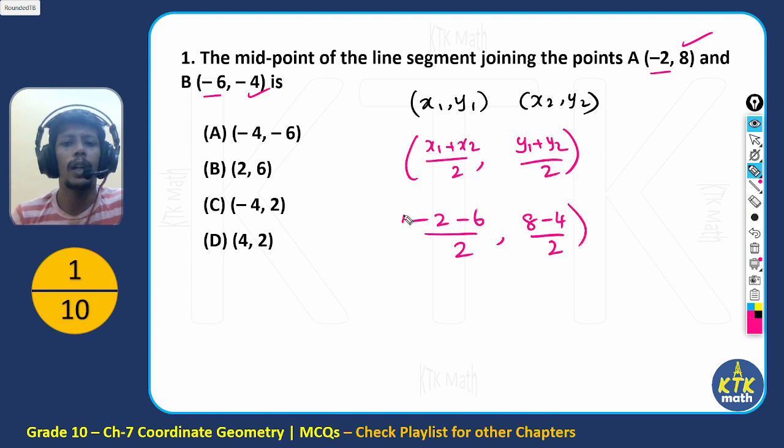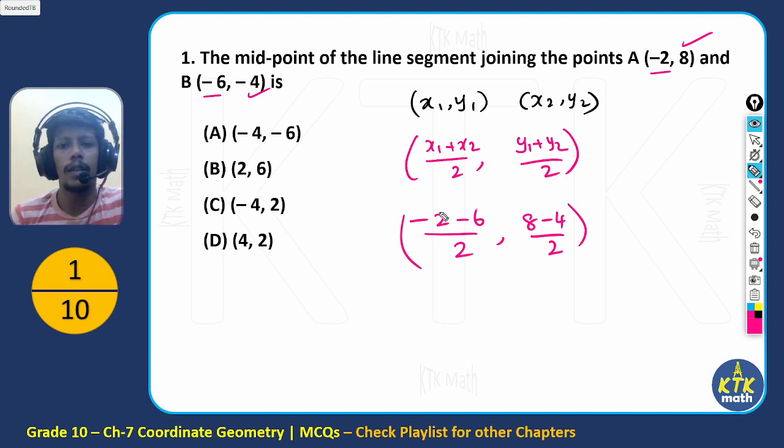Be careful whenever you have different symbols there. Same symbols means we need to add and keep the same symbol. Different symbols means subtract and take the greater number's sign. All the basic integer rules you must know. Only then you can solve these kinds of simple questions, because these are very basic level questions. If you are committing any mistakes in symbols, then there is no use.